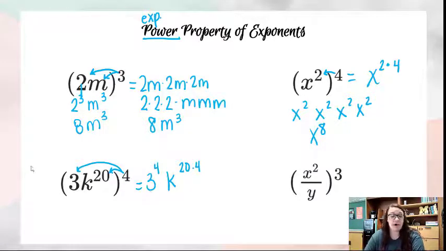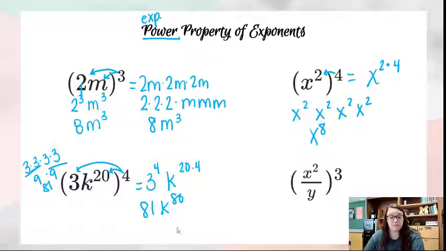3 to the 4th, I can go off to the side and do 3 times 3 times 3 times 3. 3 times 3 is 9. This other 3 times 3 is 9, so that's 81. So 3 to the 4th is 81, and k to the 20 times 4 is 80.